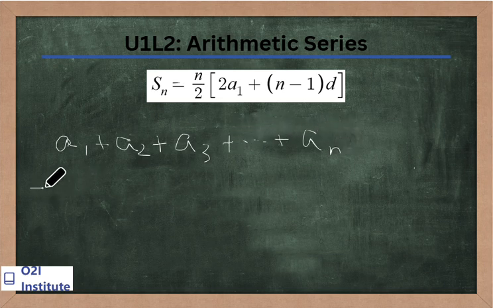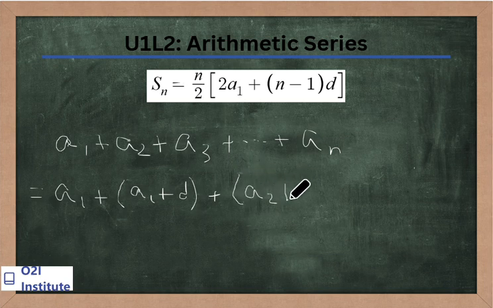AN. Now let's simplify it into A1 plus, well, we can simplify A2 into the previous term plus a common difference. So it would just be A1 plus a common difference. Now A3 would also be the previous term plus a common difference. So A2 plus D. And all the way up to AN would be AN minus 1 plus D.